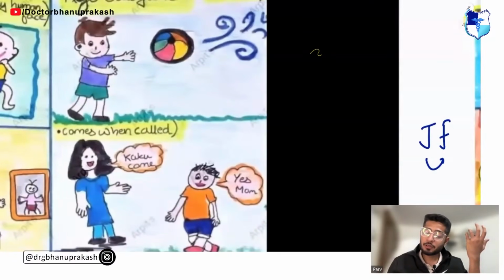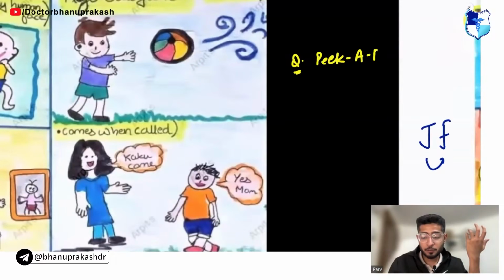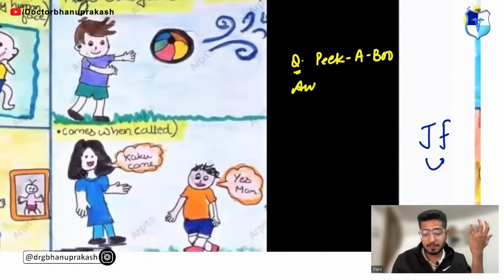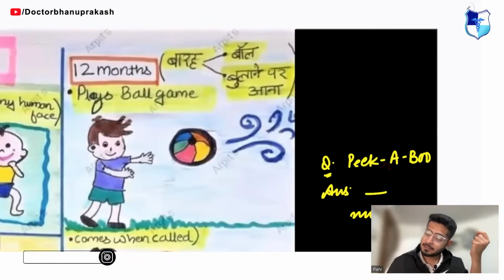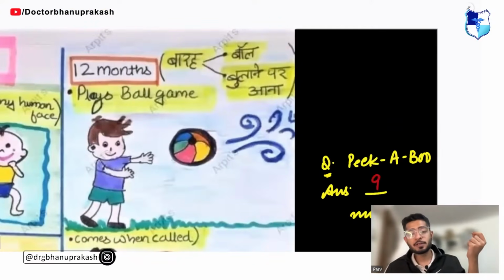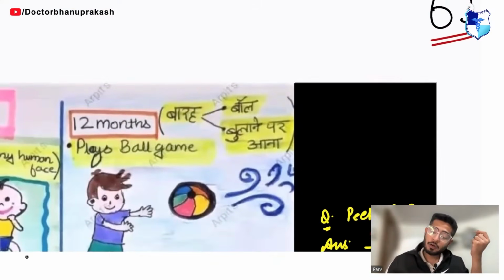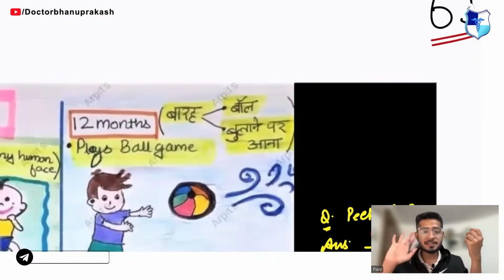Coming to the question of peekaboo: the child is able to play peekaboo at what months of age? This is 9 months. This is actually 9 months. Okay, now I think I've told you 9 months, let's say bye bye.